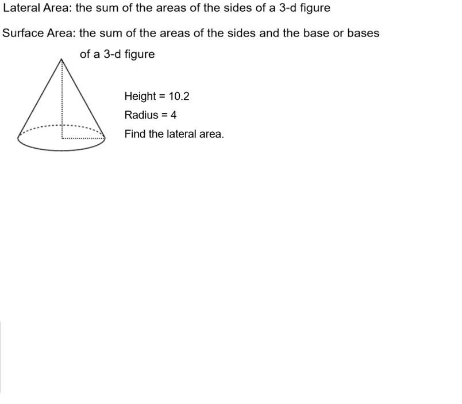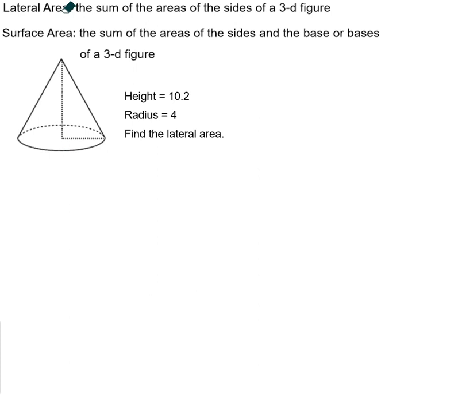In this video, I'll be showing you how to find the lateral area of a right cone. So just a brief review. Lateral versus surface area. Lateral area is going to be the sides of our figure, whereas surface area is the sides plus the base or bases. In the case of a cone, we do have a singular circular base, but we are not going to be taking that into consideration in this problem because we're going to be finding its lateral area only.